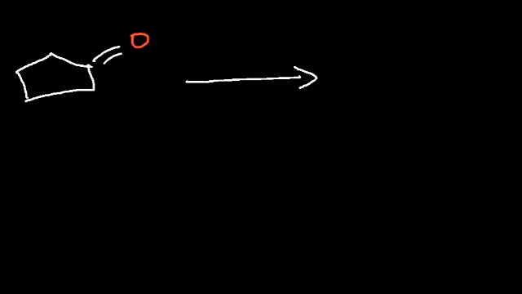Now sometimes you might get a reaction where they'll give you the reagents to make the ylide instead of providing the ylide itself. So let's say if we have butyllithium, ethyl iodide, and triphenylphosphine.